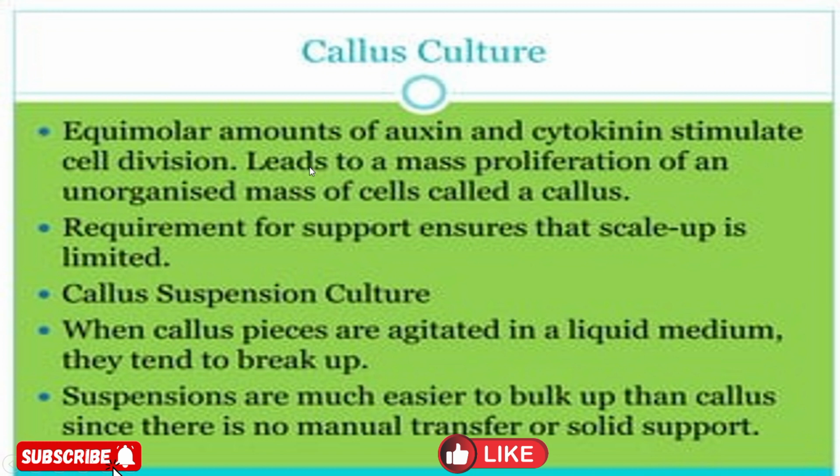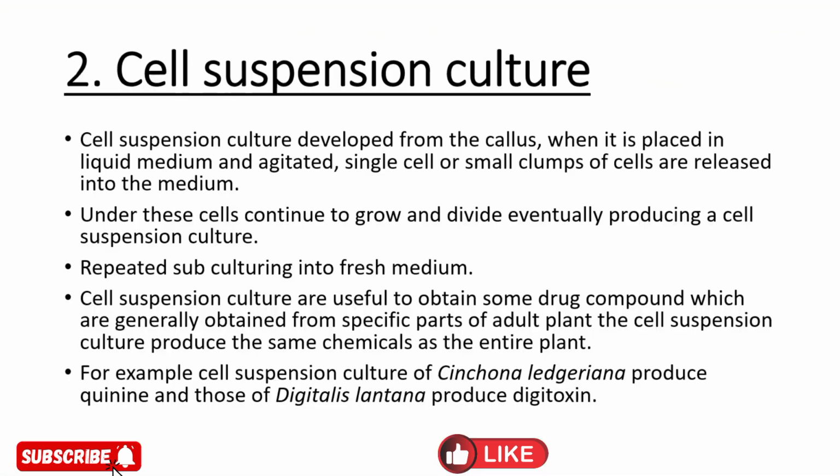Or callus culture may also be converted into cell suspension culture when the callus is agitated with the help of a machine. So various types of cells or groups of cells are removed from the callus, and then it can be used for cell suspension culture. Cell suspension culture is another technique used in plant tissue culture. It basically develops from the callus when it is placed in a liquid medium. When callus is placed in liquid medium and agitated, single cells or small groups of cells are released. Some of these cells continue to grow and divide, eventually producing a cell suspension culture. Repeated subculturing into fresh medium is required.